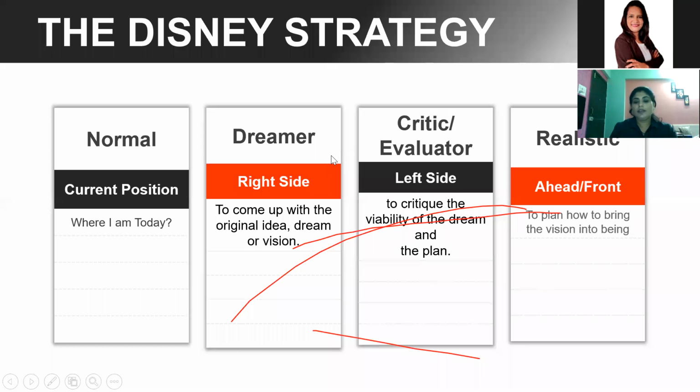We'll see what the normal position, dreamer position, critic or evaluator position, and realistic mean. So what is your current position? It means where you are today. That is your normal. That is realistic, meaning the real position where you are today.